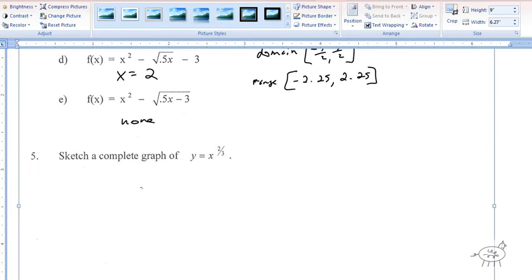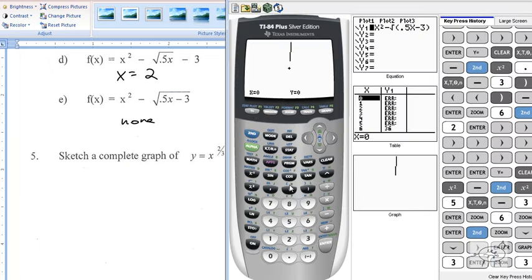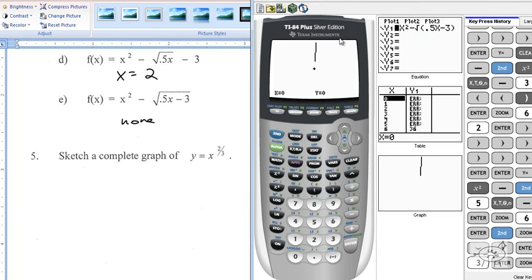Okay, number 5, sketch a complete graph of y equals x to the 2/3 power. Okay, we're going to be using this type of problem in calculus quite a bit. Let's put it on our graphing calculator. Even before I do that, let's think about what that's going to look like. Would you guys agree that x to the 1/3 power kind of doesn't get very big, right? It actually decreases. You're taking the cube root of something, but the squared makes it a little bit bigger too, and the squared actually makes it positive, giving you positive values all the time.